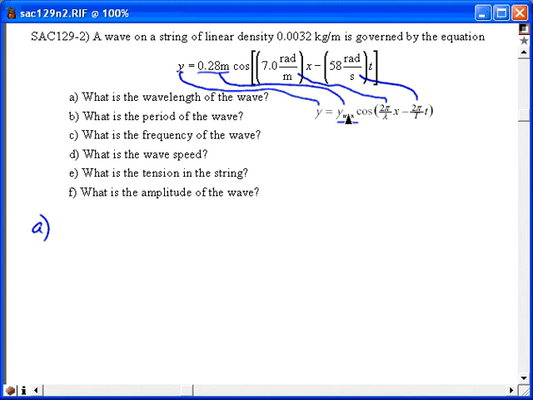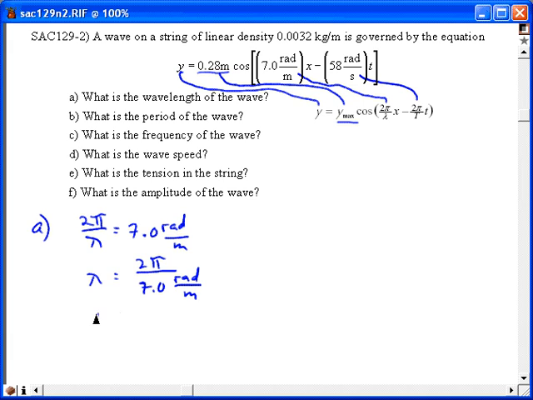Alright, so for part A, they want the wavelength. We'll use this relationship right here, the fact that 2 pi over lambda is equal to 7.0 radians per meter. Solve that for lambda. I'll multiply both sides by lambda, divide both sides by the 7 radians per meter, and then switch sides. So I've got lambda is 2 pi over the 7.0 radians per meter. Substitute that into a calculator.